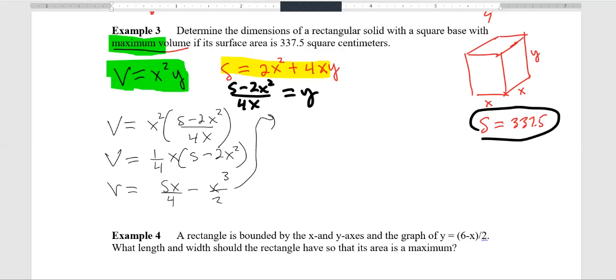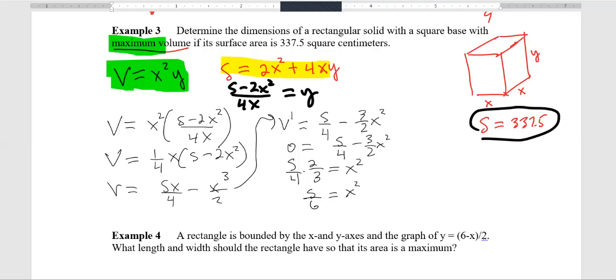So v prime is going to be s over 4 minus 3/2 x squared, and I'll set it to 0 and solve for x. So I have s over 4 times 2/3 equals x squared. I did a couple of steps there. That's s over 2 times 3, which is 6, equals x squared. So we've got the square root of, I'm sorry, not 6, but s over 6.